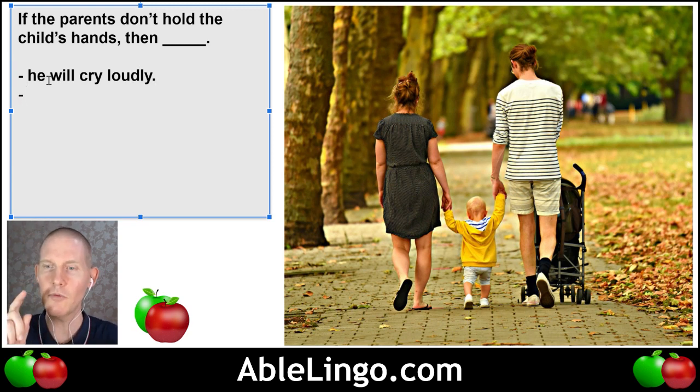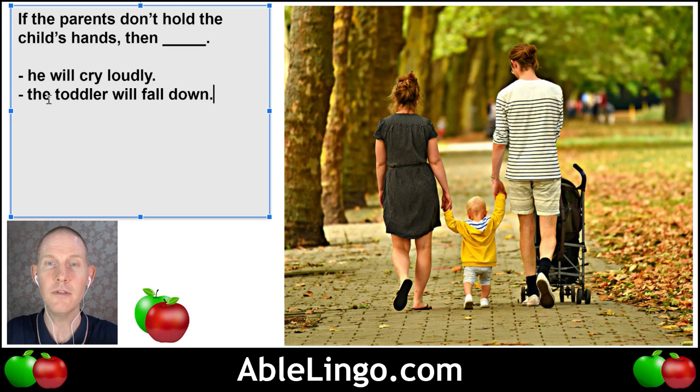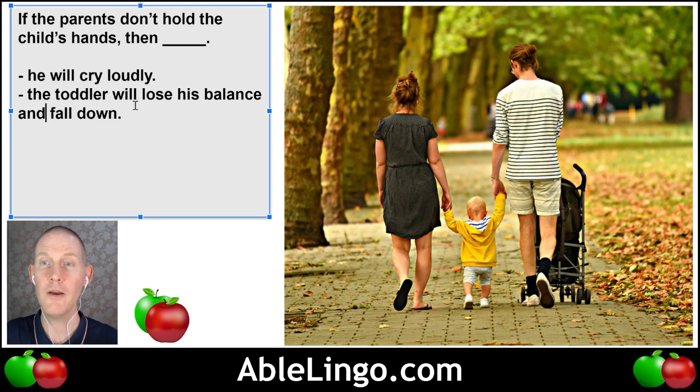Let's see, the toddler will fall down, right? So if the parents don't hold the child's hands, then the toddler will fall down, right? And we could be very specific. We could say the toddler will lose his balance and fall down, because the baby's still learning how to walk, so he can't balance yet. Lose his balance means to fall down, right?